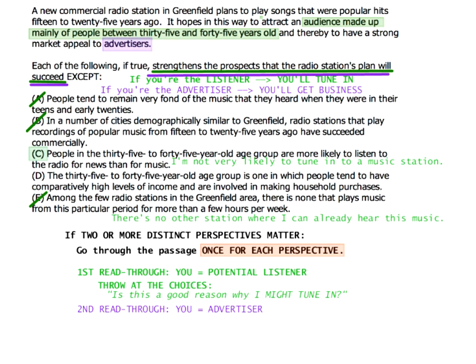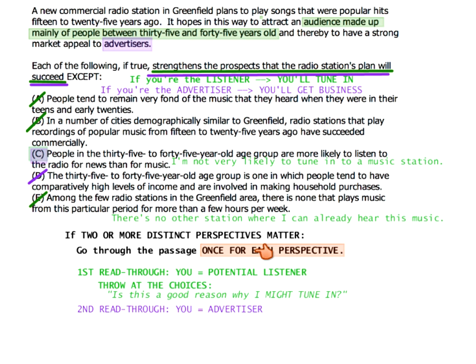So C, again, implies that your target listeners are not even going to tune into the station. So C goes the wrong way for both of you guys. D says that the people who are tuning into the station are ready to spend money and are involved in purchases, which means this is the prime target for advertisements. What D is trying to tell you is that these are the kind of people who will buy things, which, if you are the advertiser, is exactly what you want. You want people who will buy things to listen to the station.